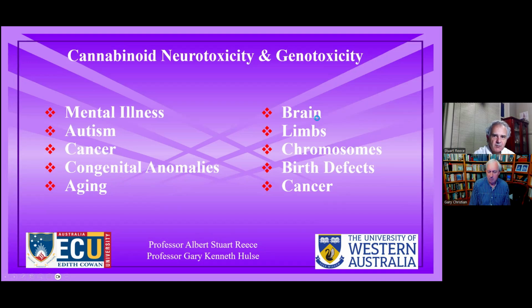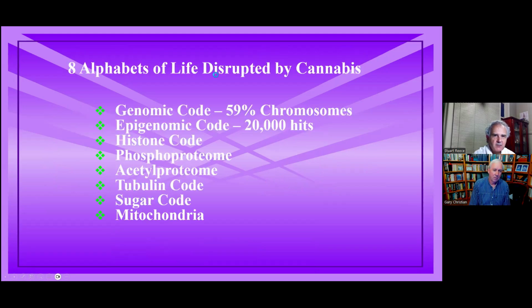We've particularly featured the brain, limbs, chromosome, birth defects, and cancer. Eight alphabets of life are disrupted by cannabis. The genomic code: 59% of the chromosomes are directly implicated. The epigenomic code: at least 20,000 hits. The histone code we've mentioned. Some of these we haven't had time to go into in detail. The phosphoproteome, the activated proteome, the proteins that get phosphorylated and activated in the cell. The acetylproteome, which is another signaling system.